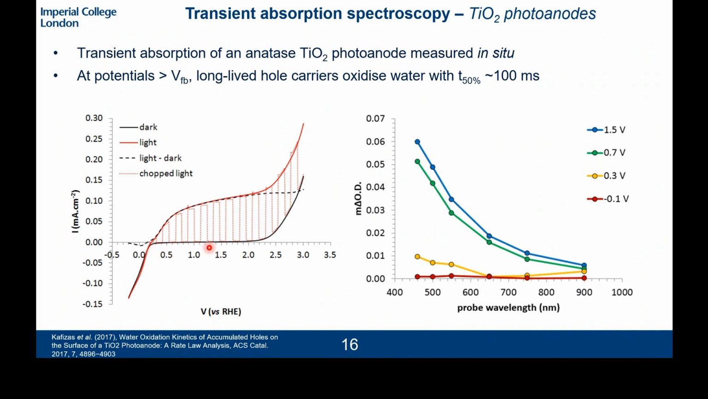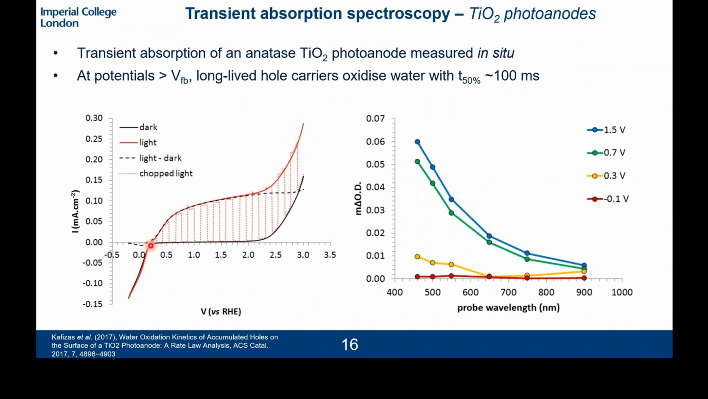We can see here in the dark that we start to see electrocatalysis from around 2 volts versus RHE. So as electrocatalysts go, titanium dioxide sucks, because we're about 0.8 volts above the thermodynamic potential for water oxidation. We need around 800 millivolts of overpotential for this material to electrocatalytically start to oxidize water. However, in the presence of light, it's really good at photocatalytically oxidizing water.